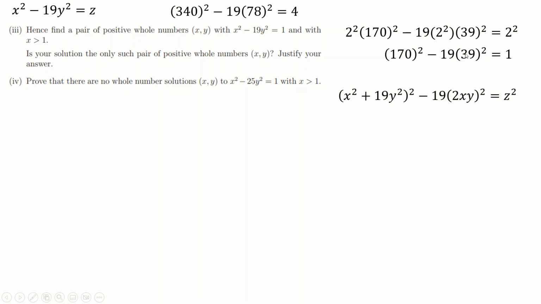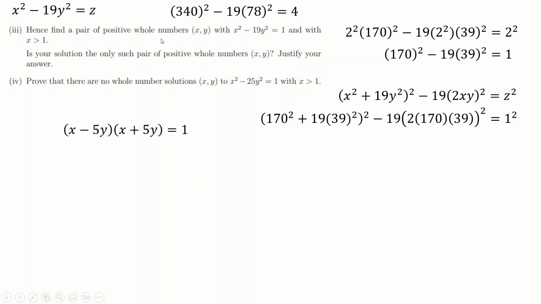So I can do this transformed solution here, but because 1 squared is still just 1, if I pop 170 and 39 into here, now I haven't bothered to work out what these numbers are, but I know the whole thing is obviously 1. The point is I've answered the question. It's not the only pair. Whatever this is squared minus 19 times whatever this is squared is 1 squared by this transformation here. So the answer to that is no.